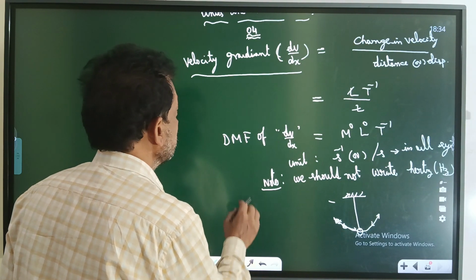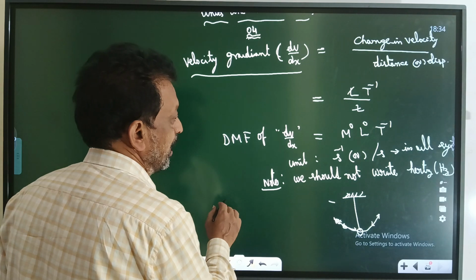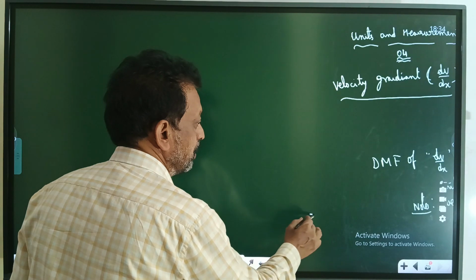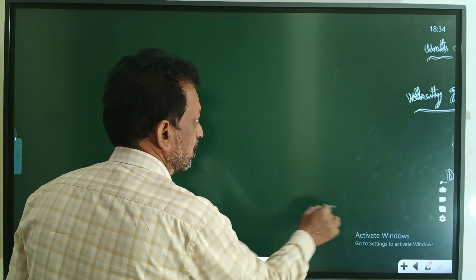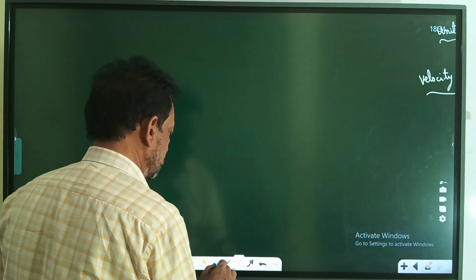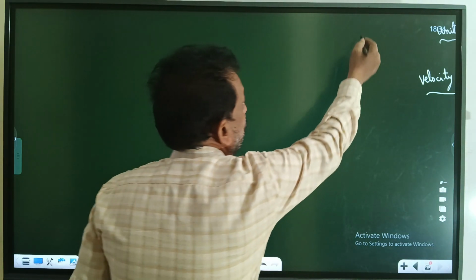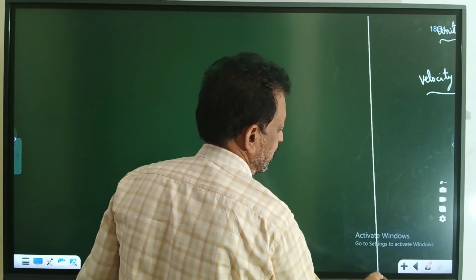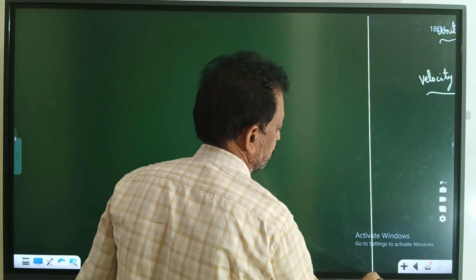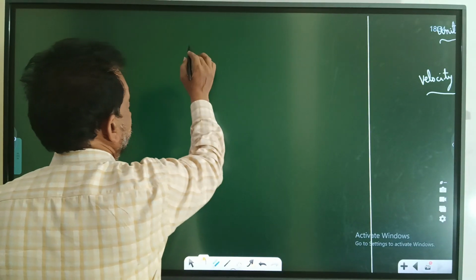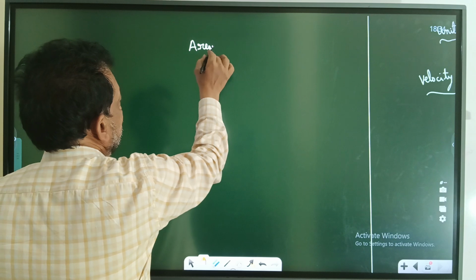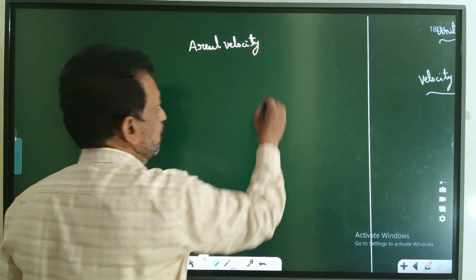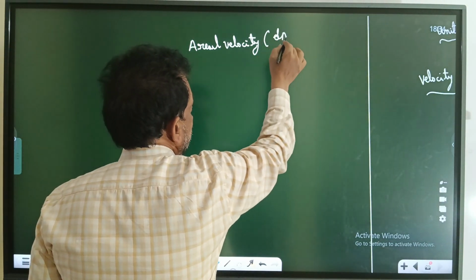Understood? Then the velocity gradient is done. Next, write areal velocity. The name itself is there, areal velocity. What do you say areal velocity? When area is changing with respect to time, it is called areal velocity. Daily we are saying it, but we don't know. That is dA by dt.